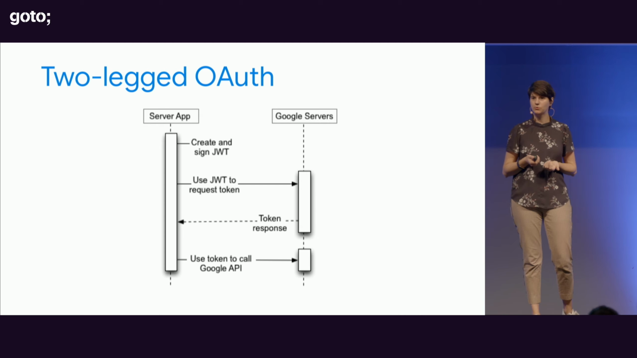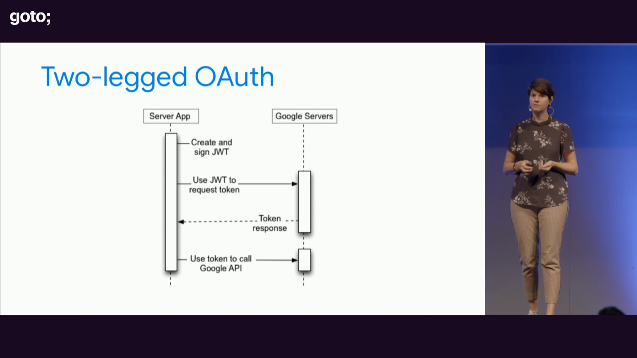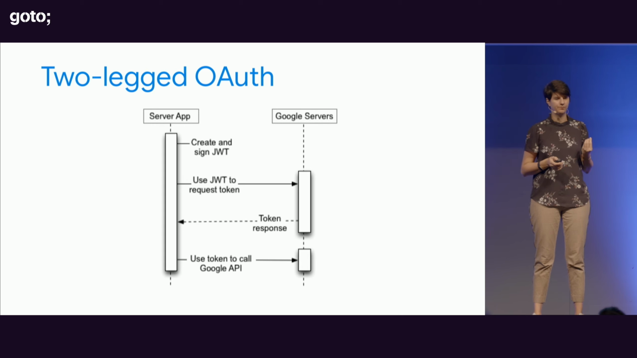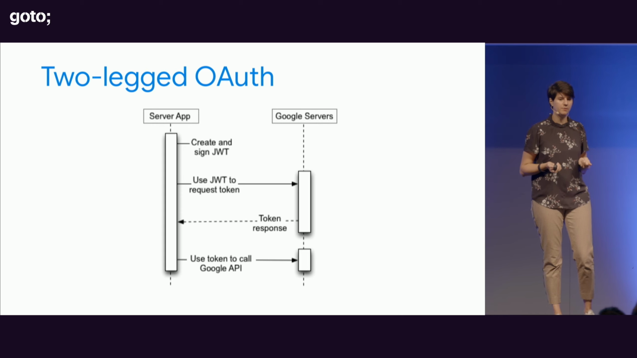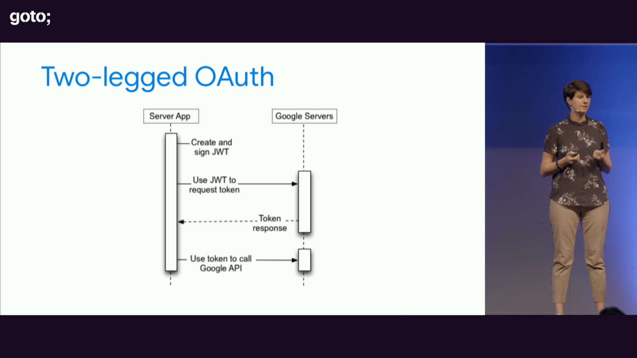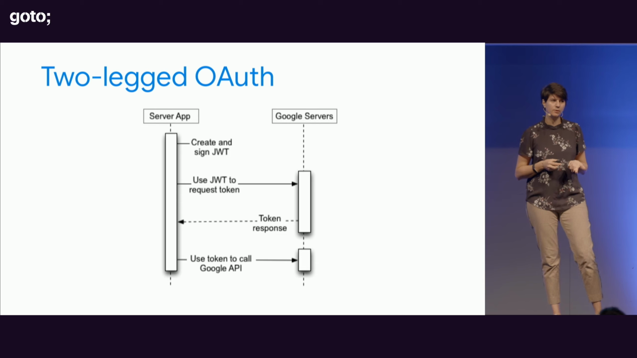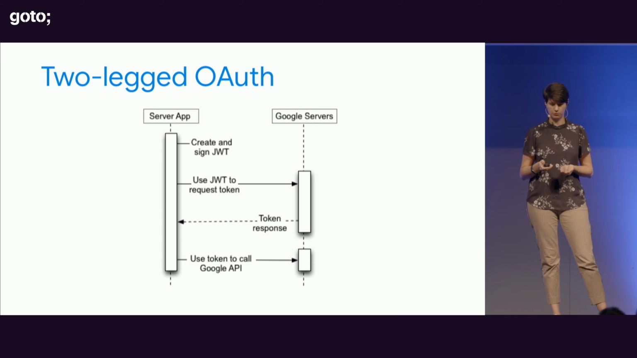Server-to-server auth is called two-legged OAuth. You probably guessed it. There are only two entities involved here. There's no end user. It's the application server and the Google servers. For server-to-server authentication, you can make authorized API calls with a signed JSON web token, or JWT, instead of access tokens. And again, the Google SDK makes it much easier for you. It handles all of this for you, so you don't have to create and sign your own JWT.